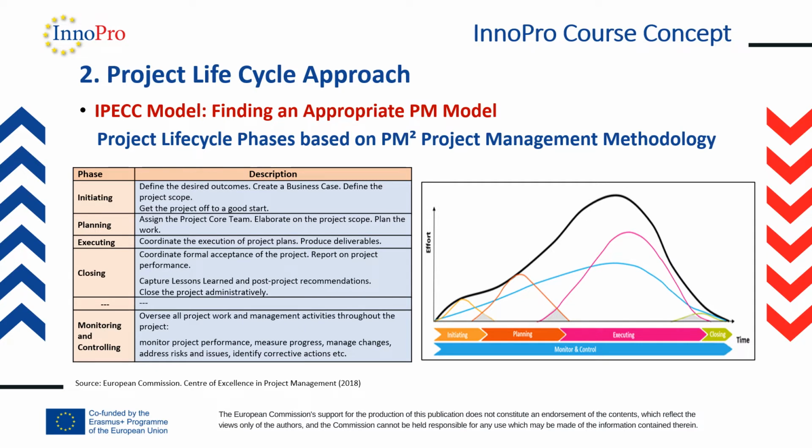Based on these 4 stages, we can also identify the monitoring and controlling phase that can be used in all the individual phases before, where we monitor, for example, project performance and project measures, meaning the day-to-day progress of them. We are also identifying all the changes and trying to manage them and address risks and issues, and, for example, identify some corrective actions.